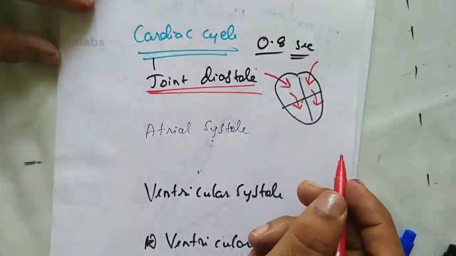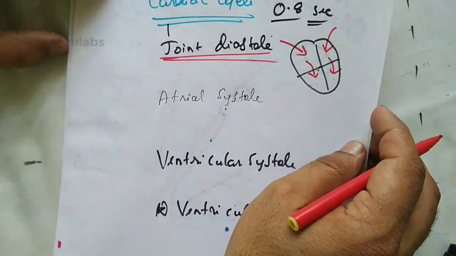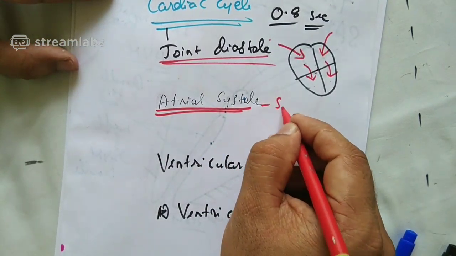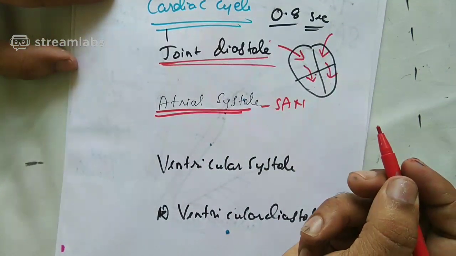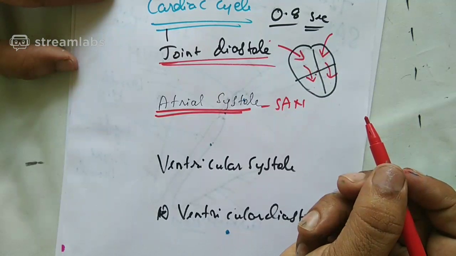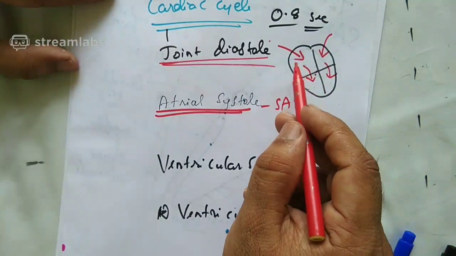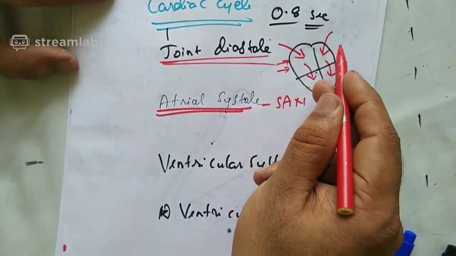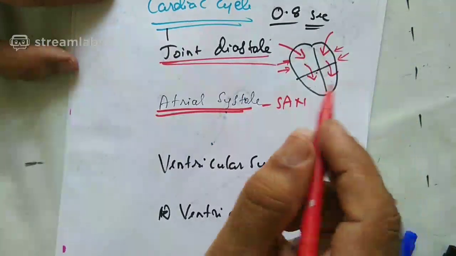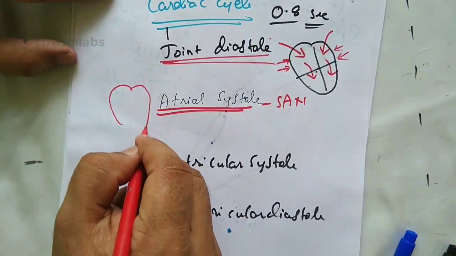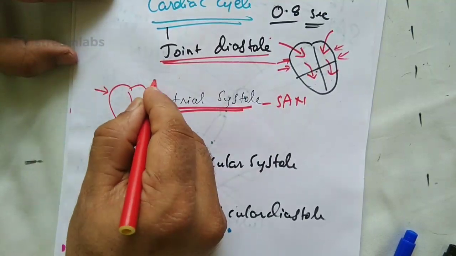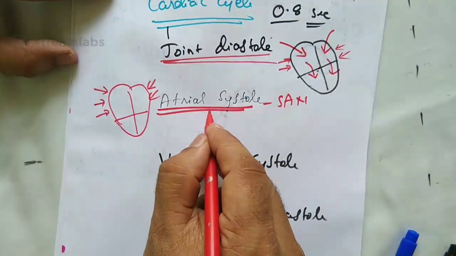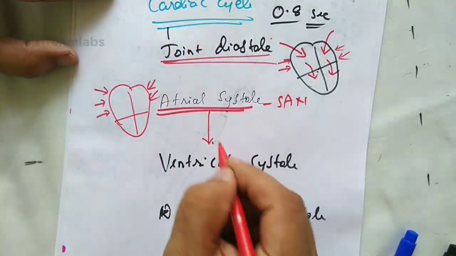But as the blood starts flowing to the ventricle, after the joint diastole, what happens? Sinoatrial node, SAN, will produce action potential. Since it produces action potential, the atria starts contracting. When the atria is contracting, students, I can write here, that means if I take it like this, atria is contracting. When the atria is contracting, what happens? The blood will rush into where?